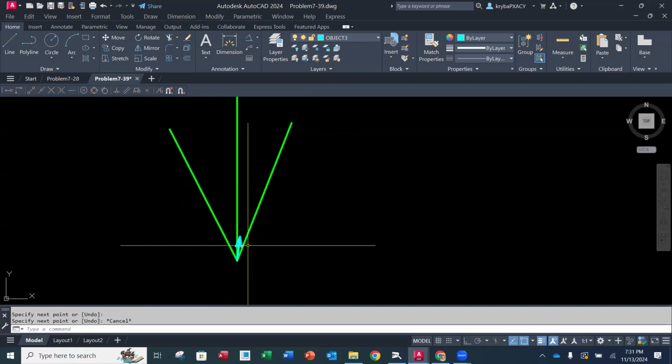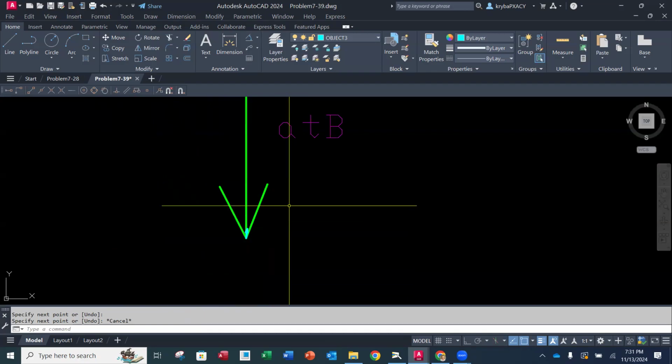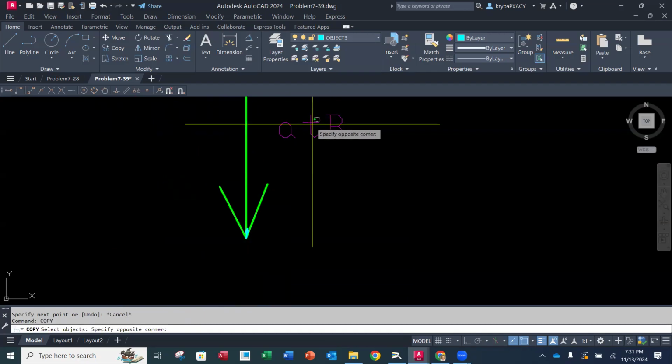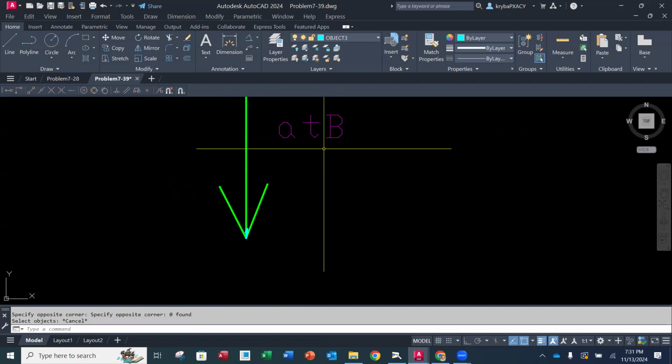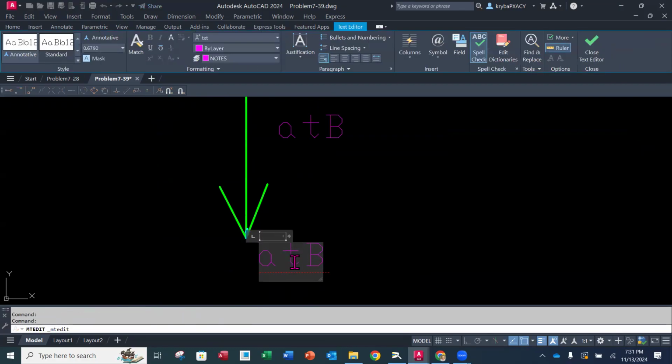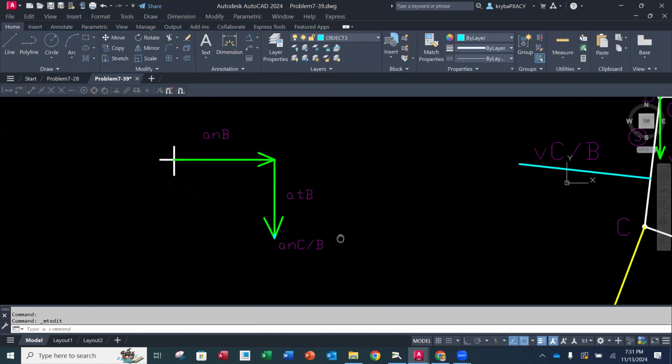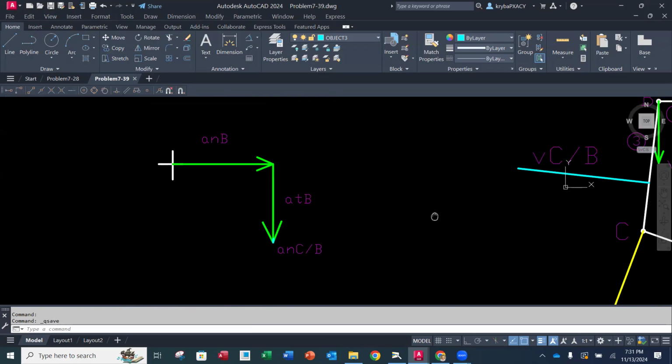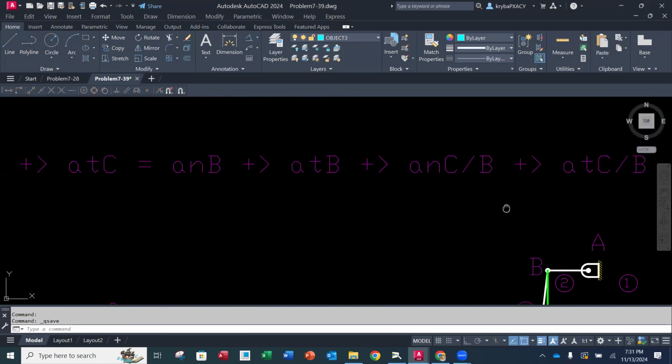There we go. Boy, how am I going to even label that? Well, it's down there. This is going to be the normal of C relative to B. All right, so we're going to have to zoom in and get that little difference. So I'm going to do a quick save here. All right, then that was my normal of C relative to B.